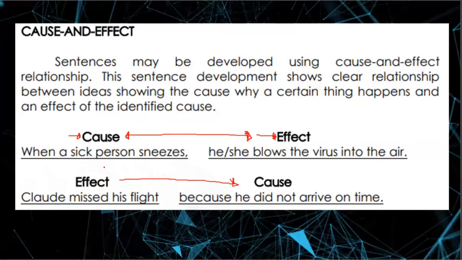Claude misses his flight. Why did Claude miss his flight? Because he did not arrive on time. No? And so this is the output of this one. No? This is the reason. Because he did not arrive on time, the thing that happened next is that Claude missed his flight. Again, cause and effect is always related with each other.